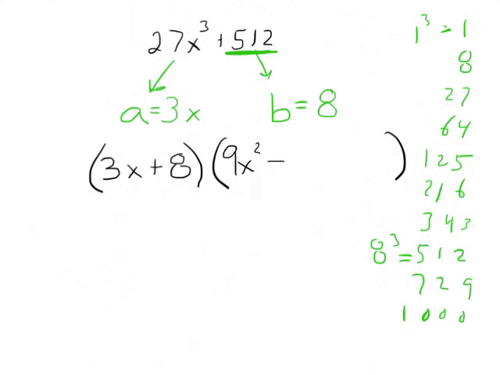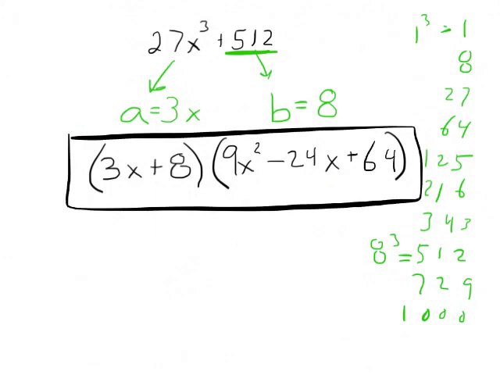This middle term is supposed to be a times b. 3x times 8 is 24x plus, and then the last term is just where I take b and multiply it by itself. 8 times 8 is 64. And this is the fully factored version of this sum of cubes binomial.